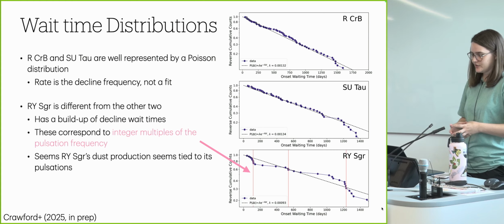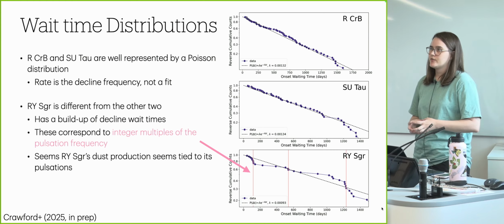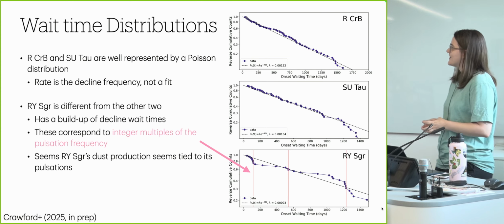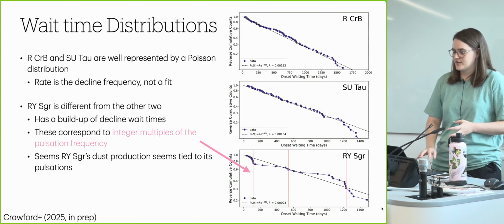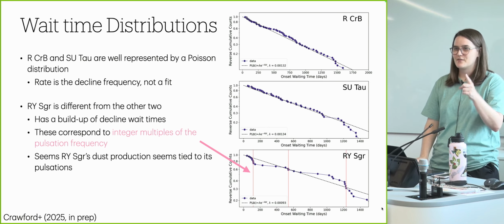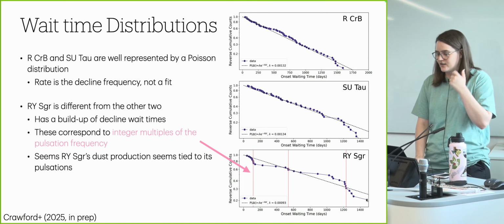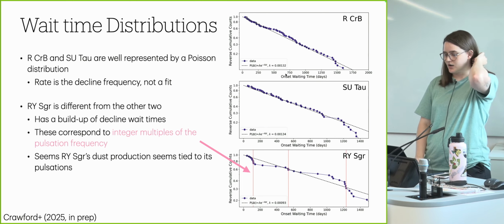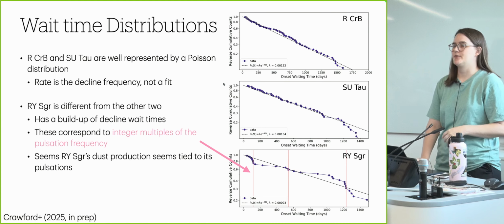And then lastly, we also looked at the wait time distribution. This is interesting to me, at least, in that we looked at 3 stars with very long light curves, and 2 of them look the same and 1 of them looks different. For R Coronae and SU Tau, these are well represented by a Poisson distribution.